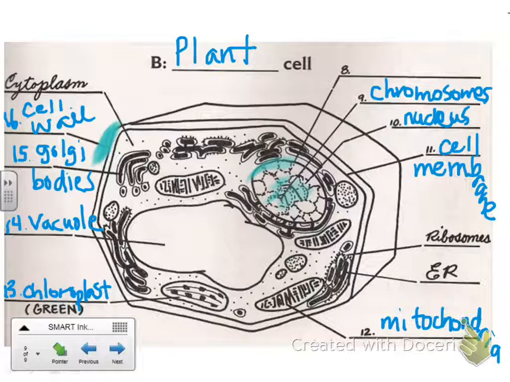Not the nucleolus, that is within the inside there. Okay, what lets things in and out of the nucleus? The nuclear membrane lets things in and out.